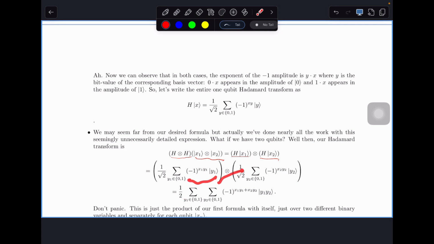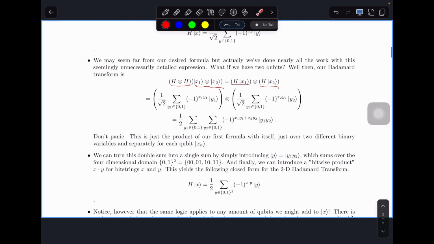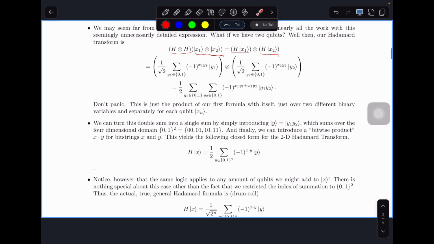Moving this term inside there, what we get is the minus 1 terms collect. They add up to minus 1 to the power of x1y1 plus x2y2. And of course, y1 and y2, since this is how our tensor product's defined, they kind of recollect and form a y1 y2 term here. They're just describing our output basis vector in our superposition. So this is just the product of our first formula with itself. We're just working over 2 different binary indices, one for y1, one for y2.